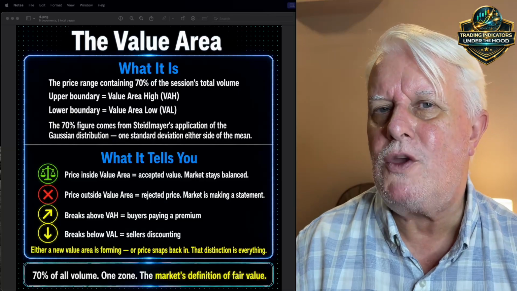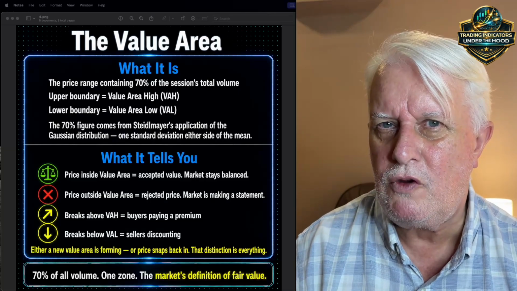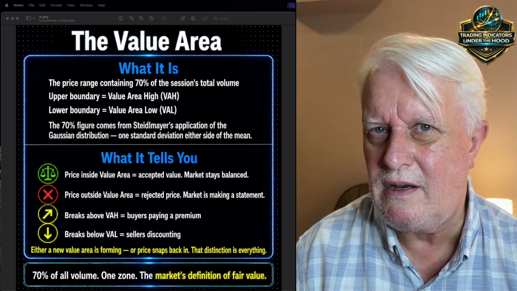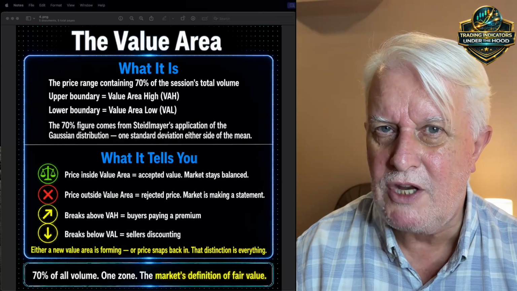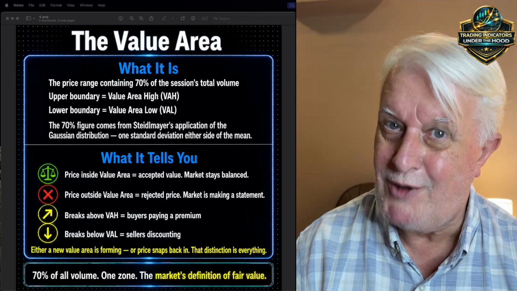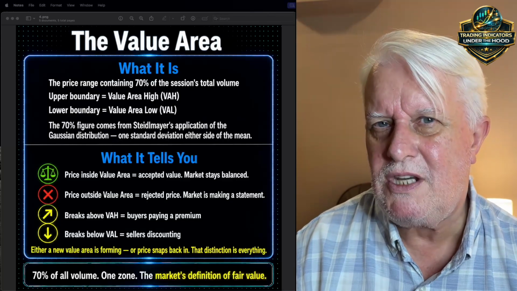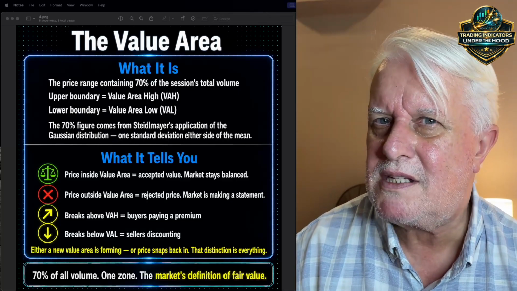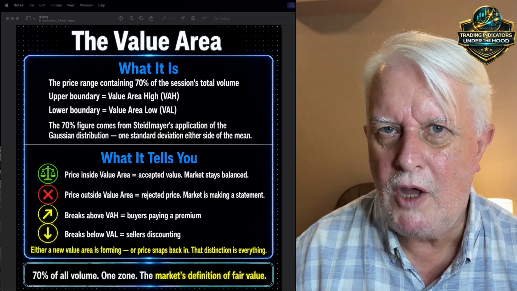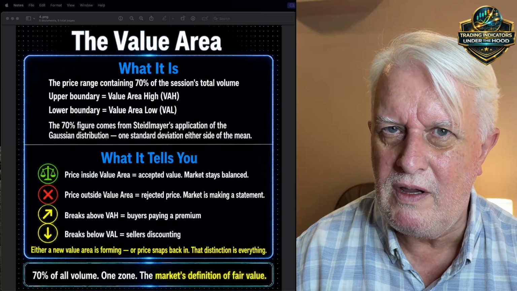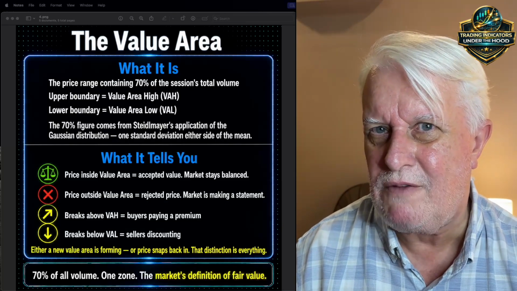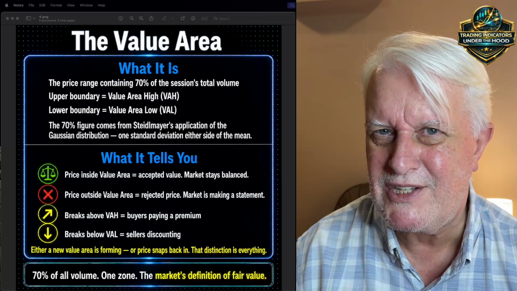Let's discuss the value area. Surrounding the point of control is a value area. This is where the price contains 70% of the session's total volume. It has an upper boundary called value area high and a lower boundary called value area low. Price inside the value area is accepted value. Price outside the value area is rejected price. And when price is inside the value area, the market is balanced and tends to stay there. When price breaks outside the value area, it is making a statement.